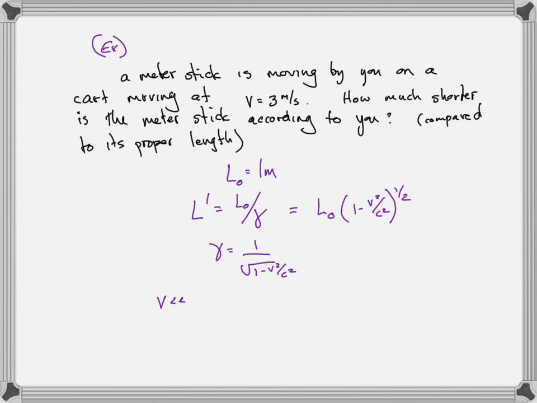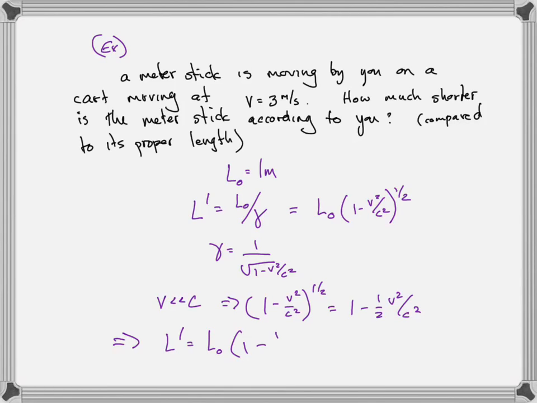Okay, well, we also know that our v is very small. It's actually very, very small compared to c. So therefore, it is an excellent approximation that (1 minus v squared over c squared) to the 1/2 is equal to 1 minus 1/2 v squared over c squared.